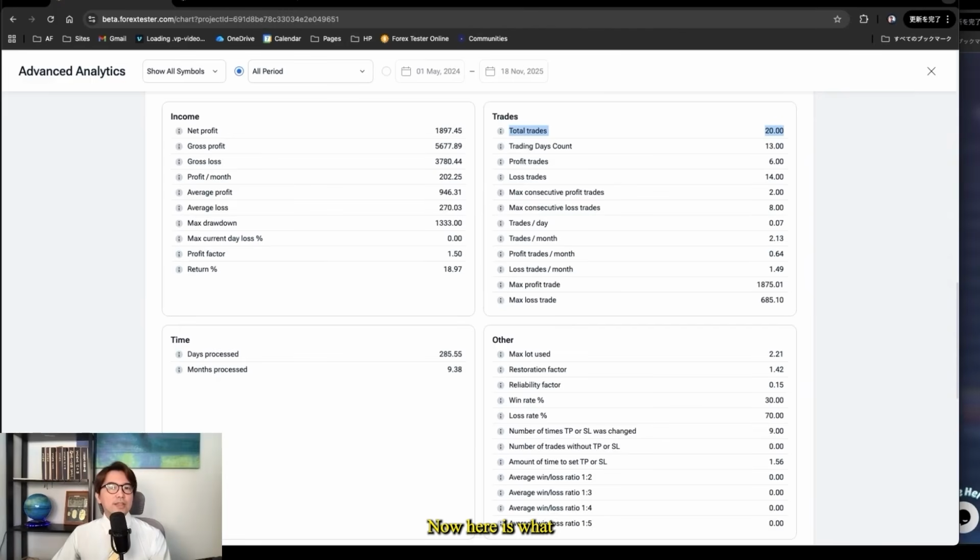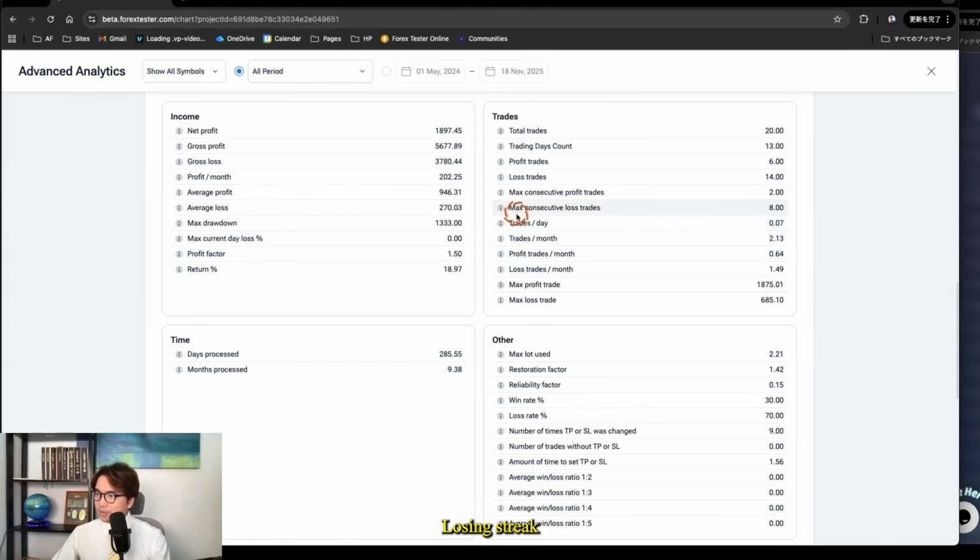Now here's what these numbers tell me as a professional trader. Profit factor 1.5, acceptable, but unstable. Win rate 30% is not bad by itself, since I'm a trend follow trader, and the negative points were the drawdown. 1,333 is too large for only 20 trades, and the losing streak is 8.